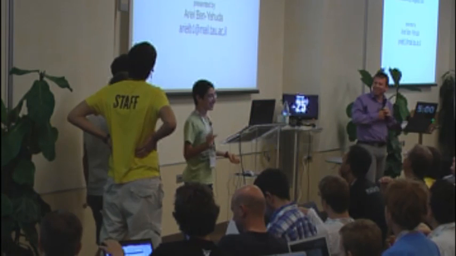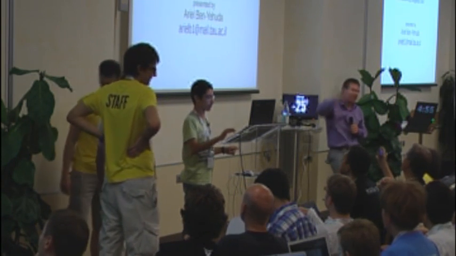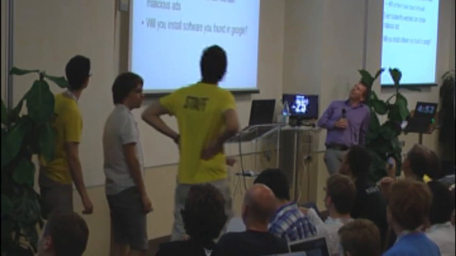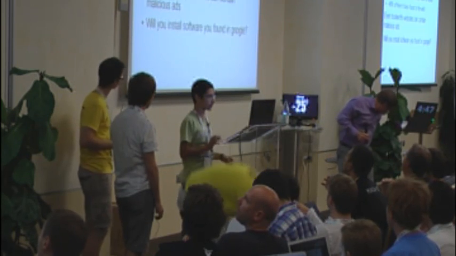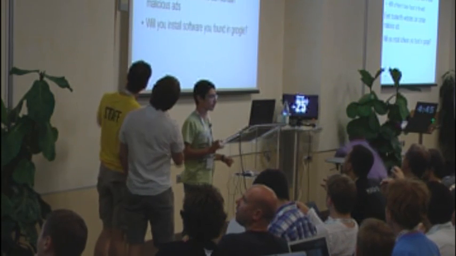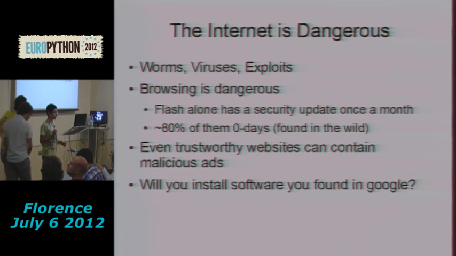Ariel. Hi, my name is Ariel Ben-Yehuda. I'm going to give a presentation about Qubes, a secure client operating system. Now, the internet is a dangerous place. There are worms, viruses, exploits. Even browsing is dangerous. Flash alone has a security update once a month. And a security update, in this case, usually means that somebody found a bug in Flash which can allow you to install viruses on your computer, and they put it live on some website. And they can even sometimes put it in ads, so you can get these viruses even if you visit trustworthy websites.